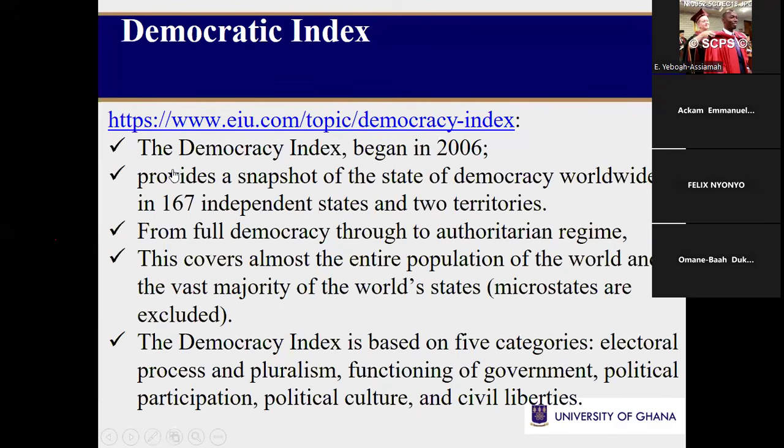The Democracy Index began in 2006, and it gives a snapshot of the state of democracy globally in 167 independent states and 2 territories. I want somebody to explain this statement for me: 167 independent states and 2 territories. What does it mean? We just spoke about how many states we have in the world, and you said it depends. Now, can you explain this statement for me?